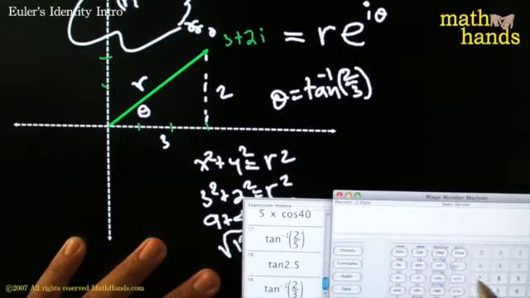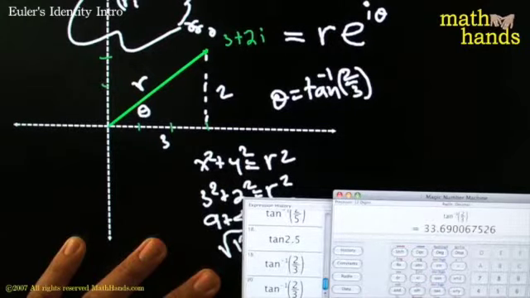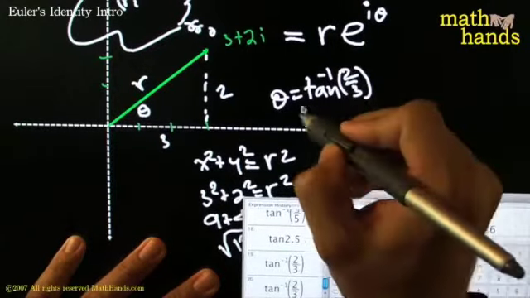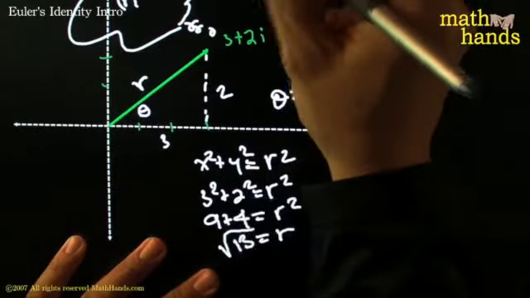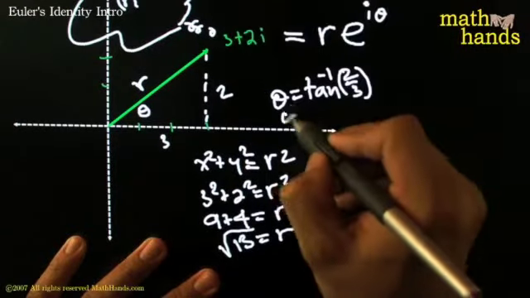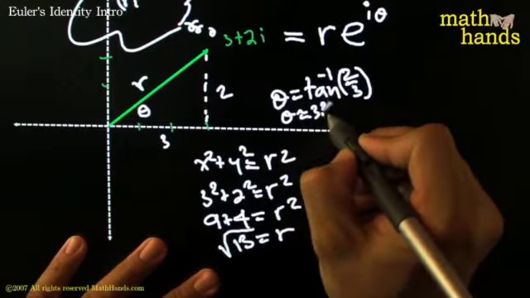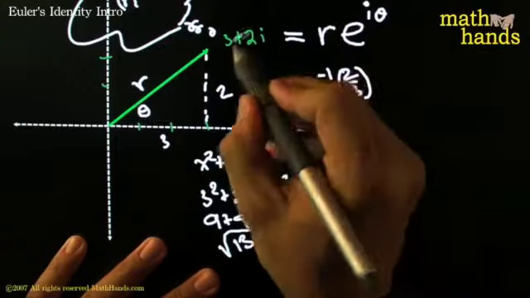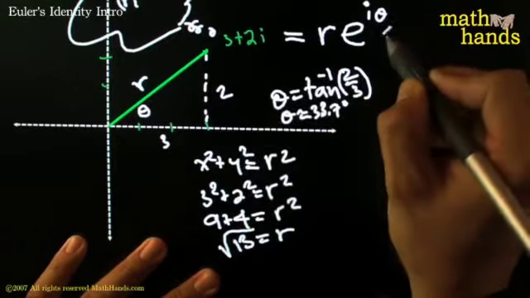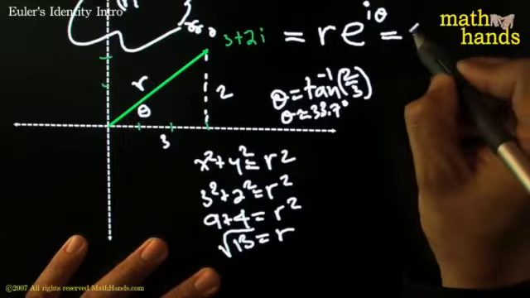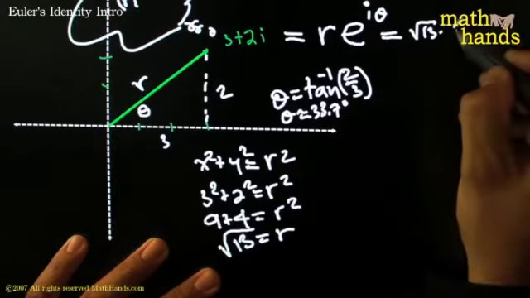So in this case, let us find the r. To find the r, we know that x squared plus y squared is equal to r squared, and we know that x is 3 and y is 2, so 3 squared plus 2 squared is equal to r squared. That would be 9 plus 4 is equal to r squared, so 13 is equal to r squared.